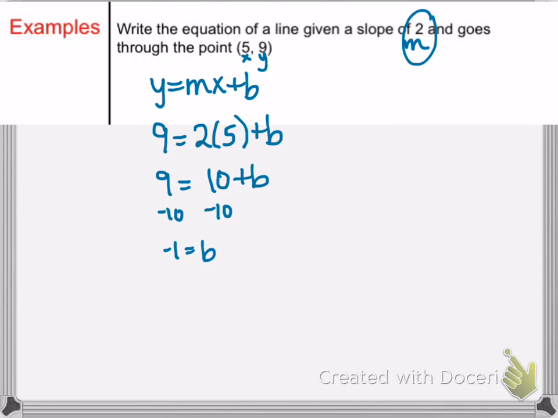Okay, that's my y-intercept. I don't have to graph. I don't have to do any of that. I just know it's going to cross the y-axis at -1 based on what I just solved for.